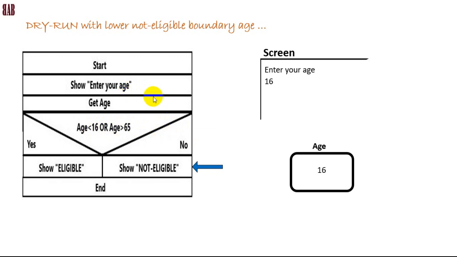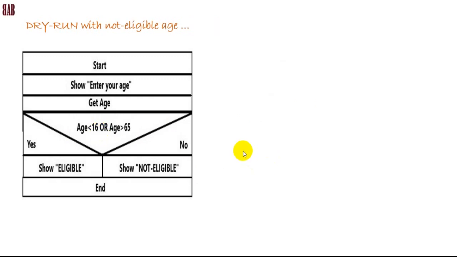Only below 16 is eligible according to our system, and that is happening. No problem. So for 16 it says not eligible. Fine. Only below 16 is eligible. Right? That's what our flowchart should do. Now let's do something in between.